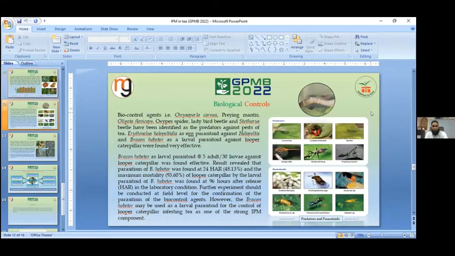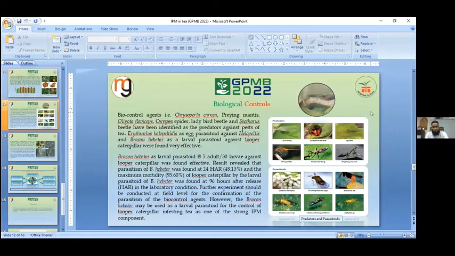Another is biological control. Biocontrol agents such as Chrysoperla carnea and praying mantis, also Oligota flavicornis and some spiders, ladybird beetle, and Stethorus beetle are identified as predators against the major pests of tea. And here one is an egg parasitoid, Erythmelus helopeltidis, and another is Bracon hebetor as a larval parasitoid, found very effective against looper caterpillar.